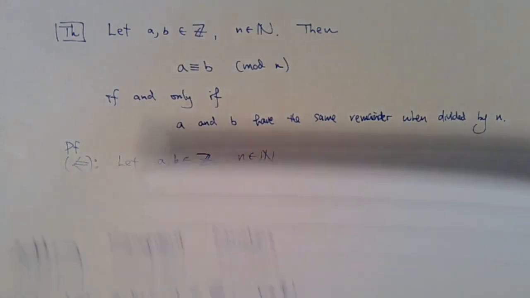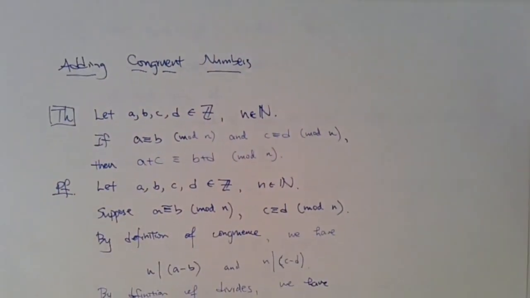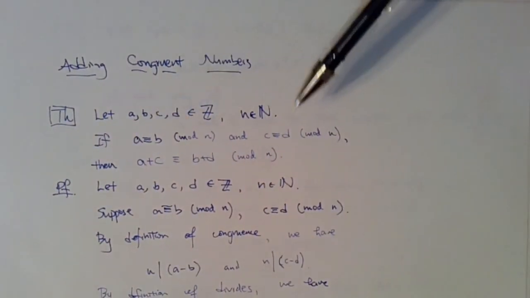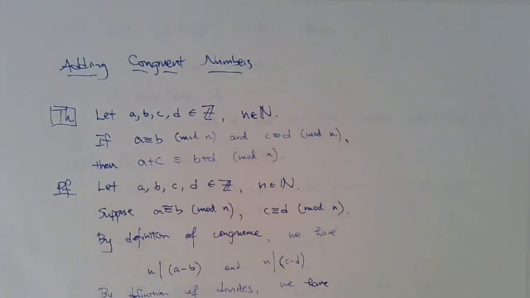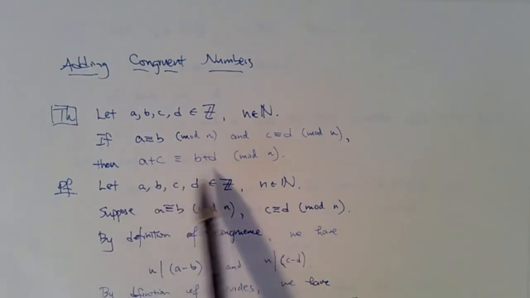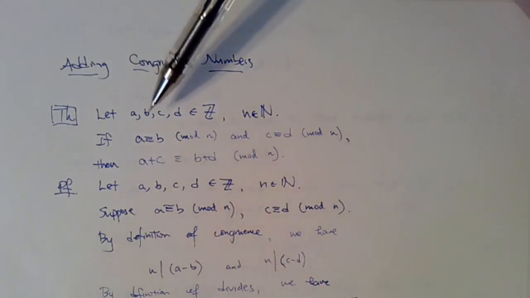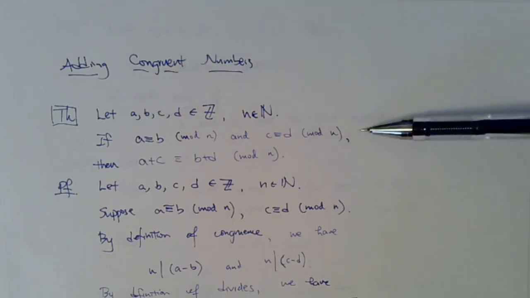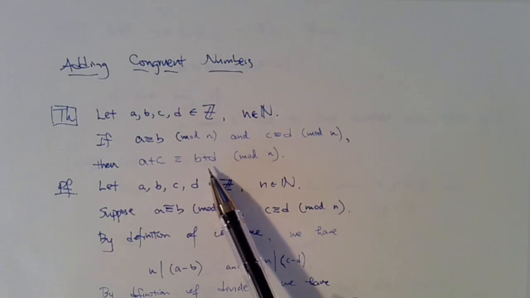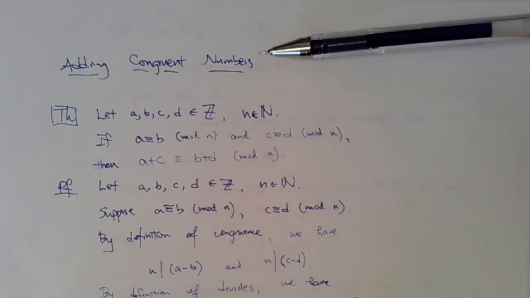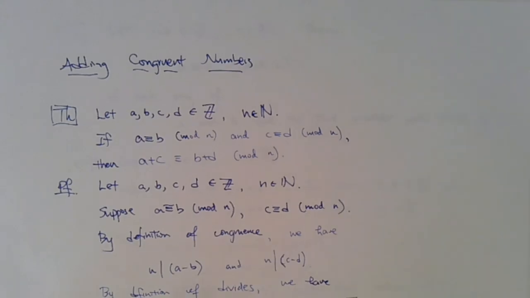And to remind you, we also proved that if they have the same remainders, or if they are congruent, then you can add them and they will still be congruent, or you'll get the same remainders on the two sides. I would encourage you to also go and prove that with the same setup, you can show that a times c is congruent to b times d. So not only can you add congruent numbers, you can also multiply congruent numbers, and they will still be congruent.